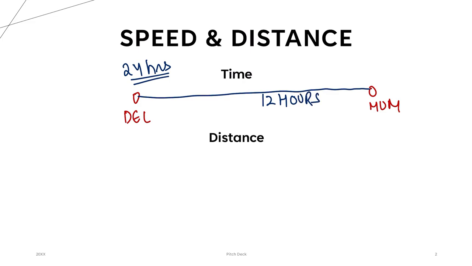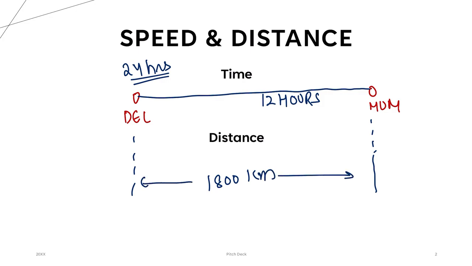Time is just the time taken by you to go from one place to another, between point A and point B. What is distance? Distance is the space or spatial distance between two places. Suppose the space between Delhi and Mumbai is 1800 kilometers. That is the distance between two points A and B. Time and distance, I hope this is clear.